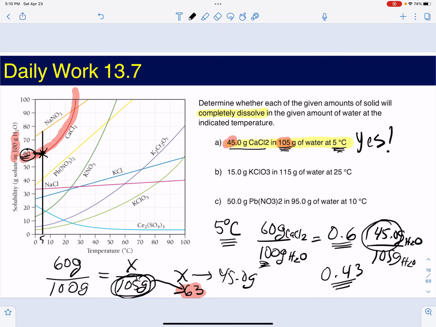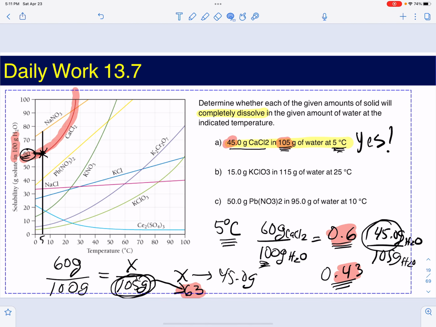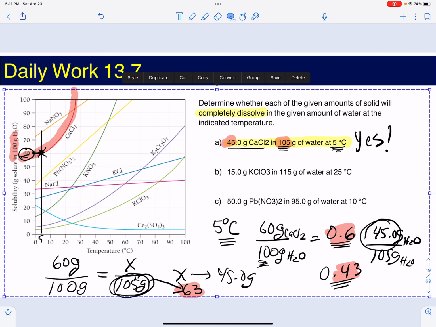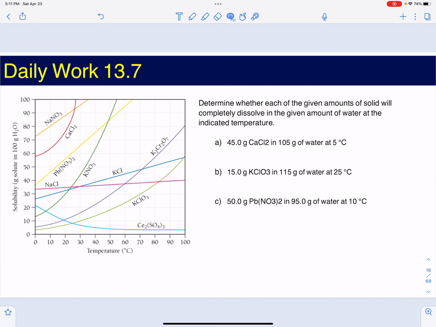The other way we did it, we did the proportions. We said the proportion is always 0.6 at 5 degrees Celsius, and my proportion is less, so yes, it should completely dissolve. So you can approach it either way. So the answer to this one is yes. So what about the other two?